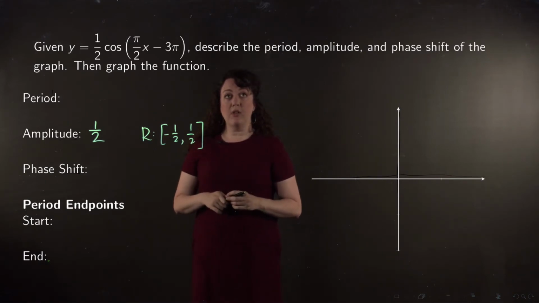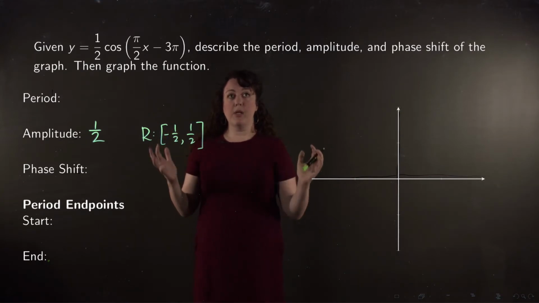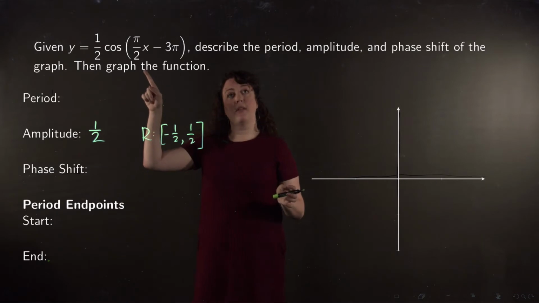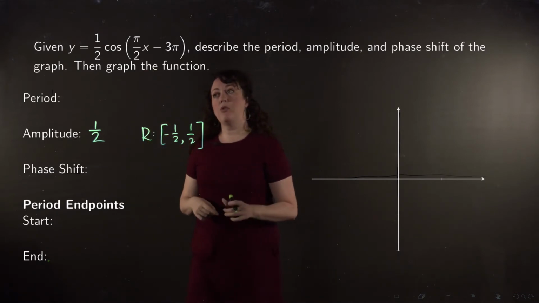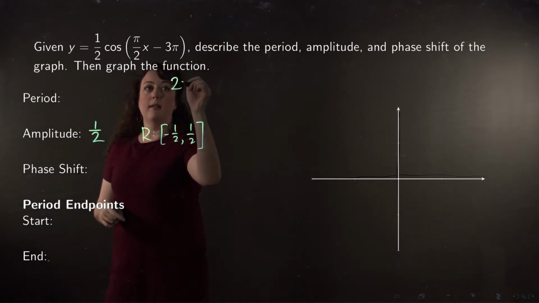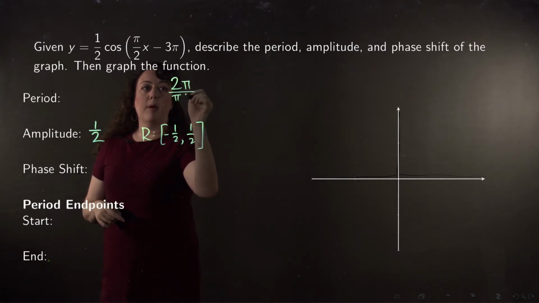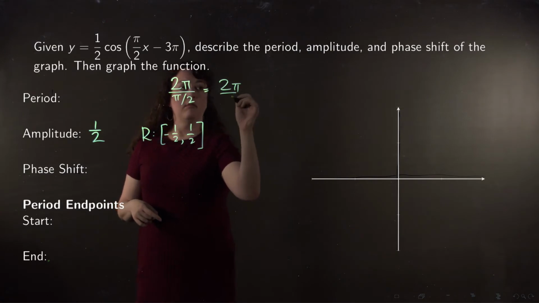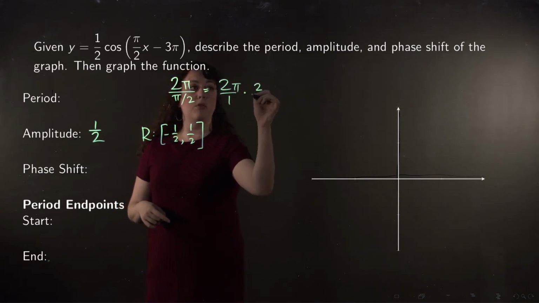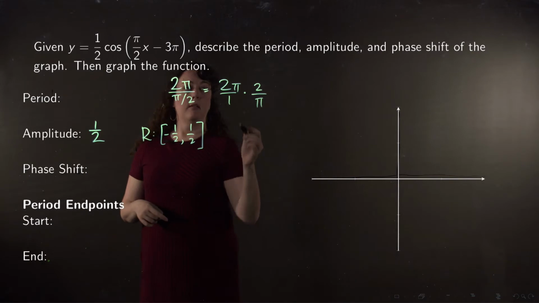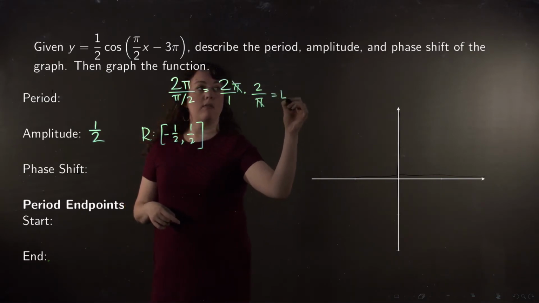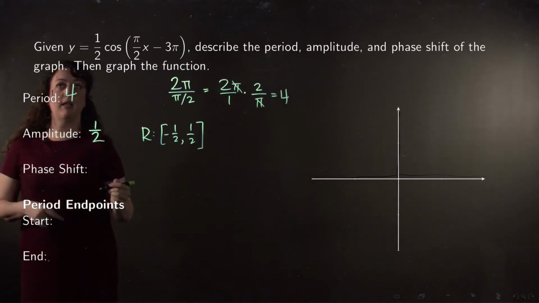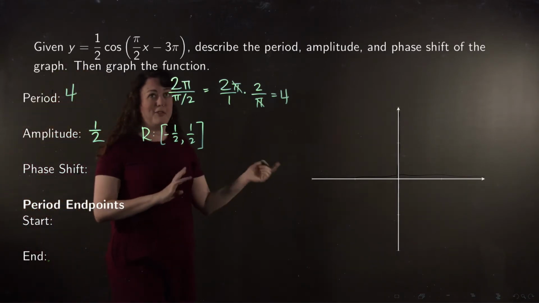So then the period of the graph is always going to be whatever the period of your function is. So cosine has a period of 2 pi divided by the number that's in front of x. So pi/2. So we're going to do 2 pi divided by pi/2. That's the same thing as 2 pi over 1 times 2 over pi. Those pi's will cancel out, and that just leaves you with 4, which means that the period of this graph, it's going through a full period in 4 units, whatever our units are.